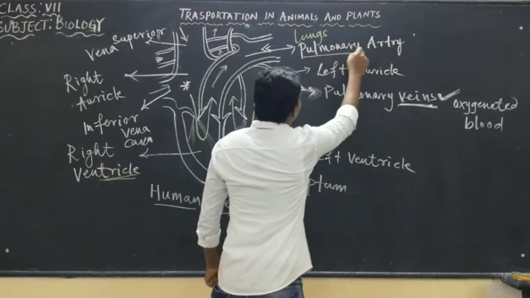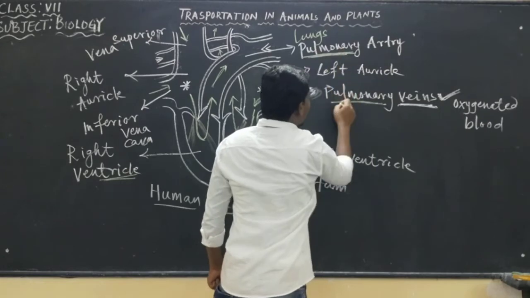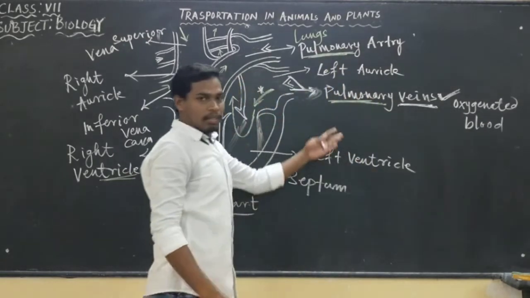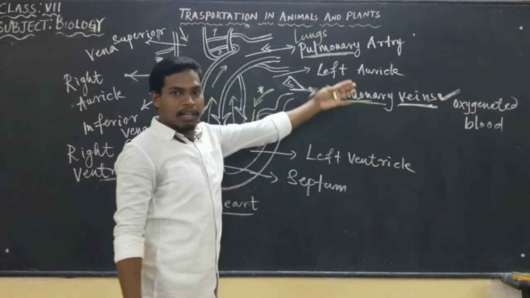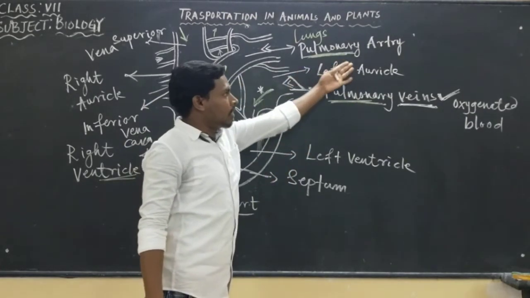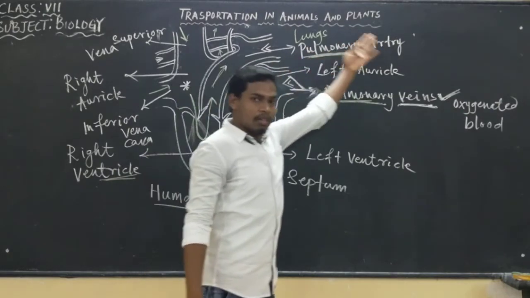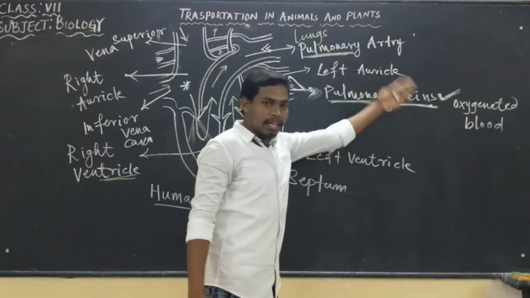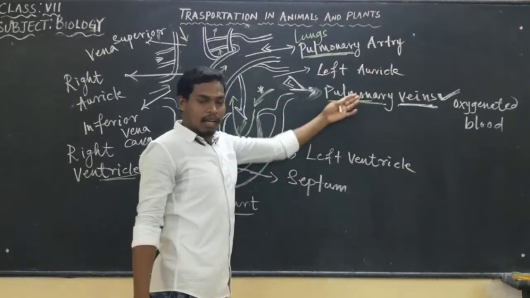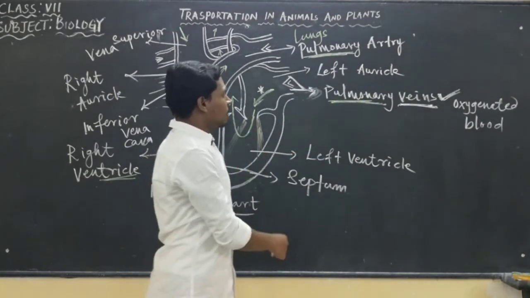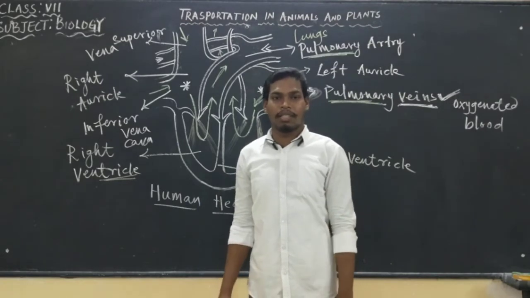The word pulmonary relates to the lung. The pulmonary artery and pulmonary veins are connected with the lungs. The pulmonary artery transfers the deoxygenated blood to the lungs, and the pulmonary veins carry oxygenated blood from the lungs to the heart. This is how the flow of blood takes place in the heart.